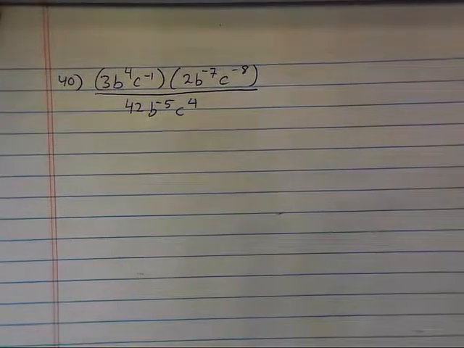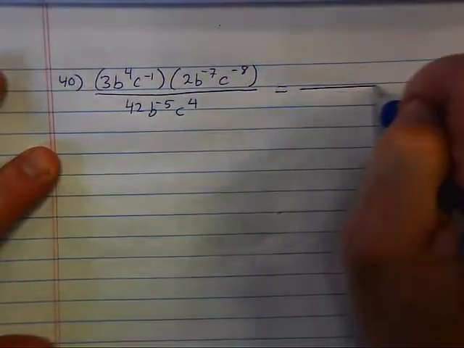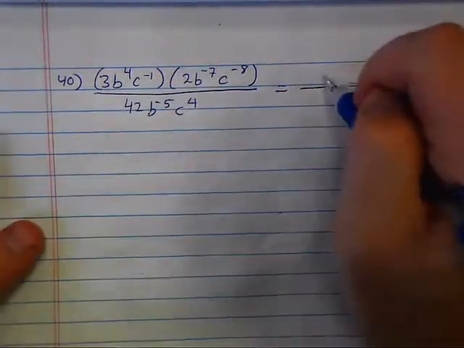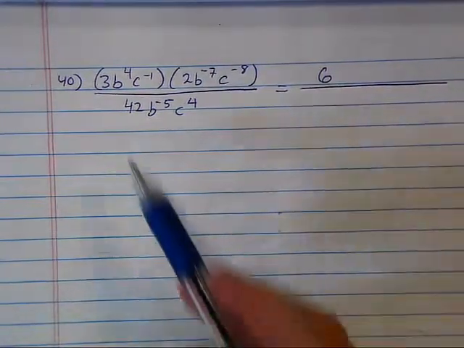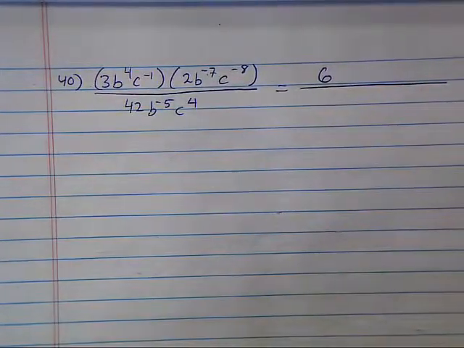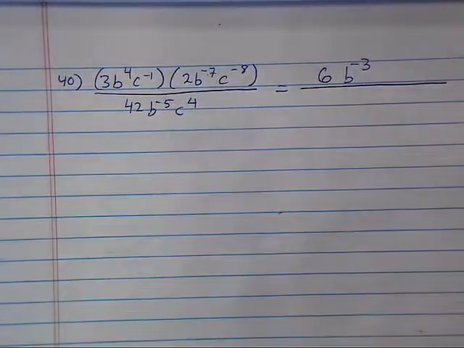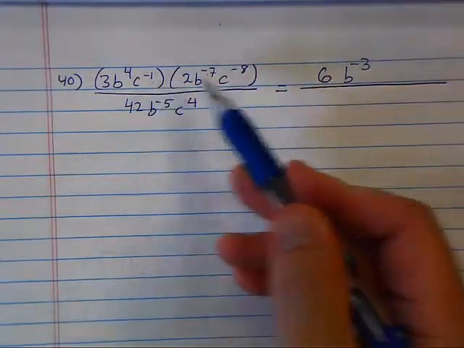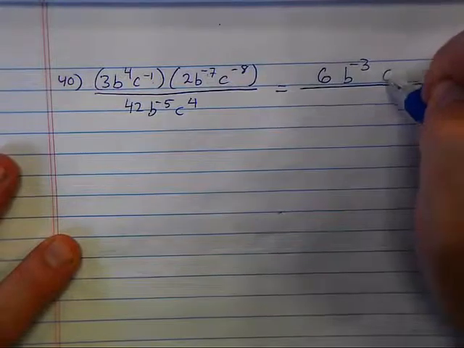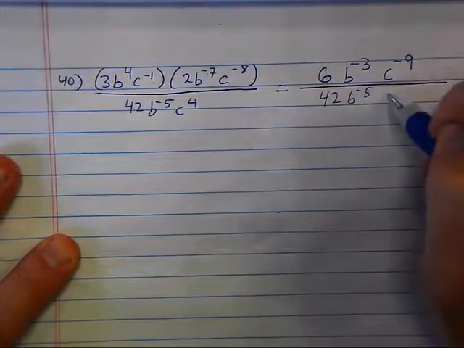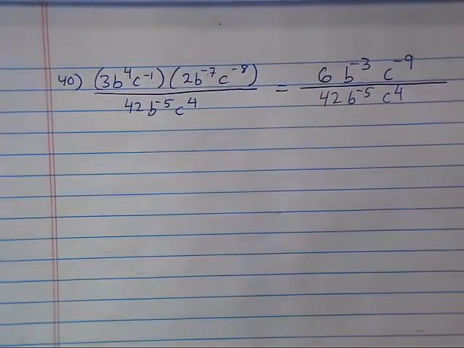Number 40. How to start? What do you want to do first? So you're just going to deal with the top first and combine your like terms? That's a great idea. 3 times 2, 6. B's. I got b to the 4, b to the negative 7, b to the negative 3, because you add those powers. C to the negative 1, c to the negative 8 gives c to the negative 9. Again, you add those powers. And I didn't do anything to the bottom, so I'll just write the bottom down again.